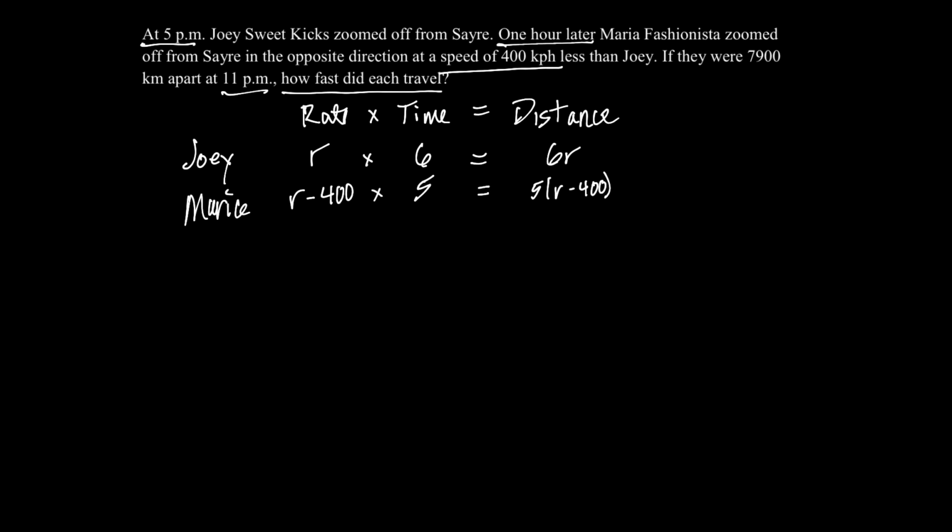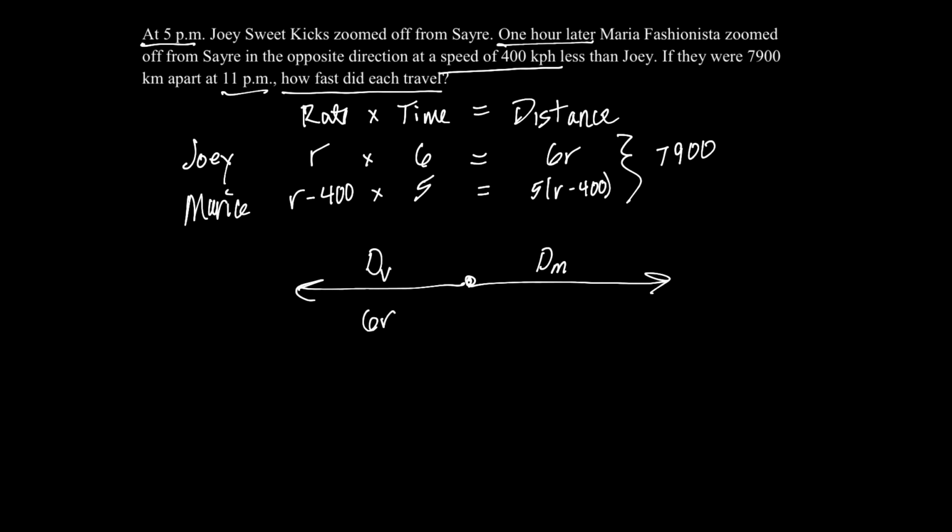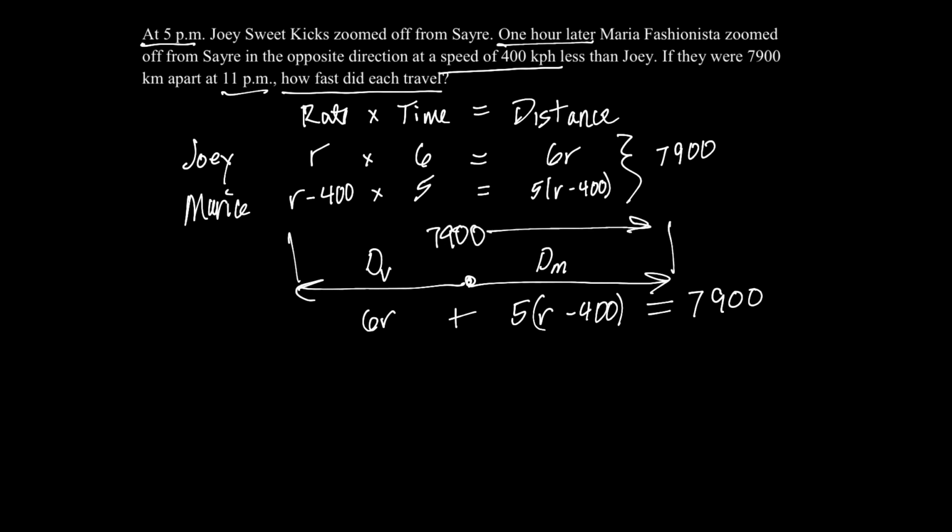So when I add those together, I know that my total has to add up to 7,900, because remember, Joey took off in one direction, and Maria took off in the other direction. So this is the distance of Maria, this is the distance of Joey. So this would be 6R plus 5 times the quantity R minus 400. And altogether, this is 7,900. When they got to here and here, they were 7,900 kilometers apart.